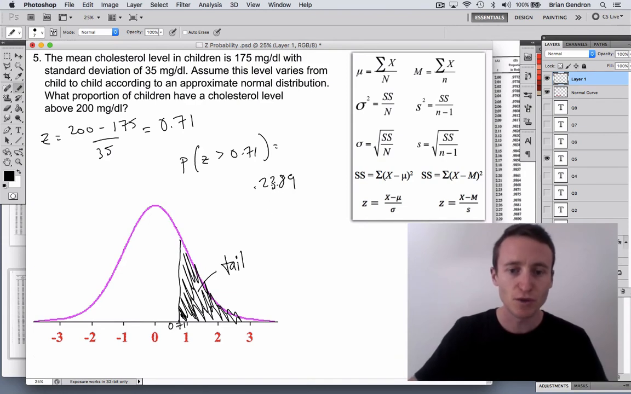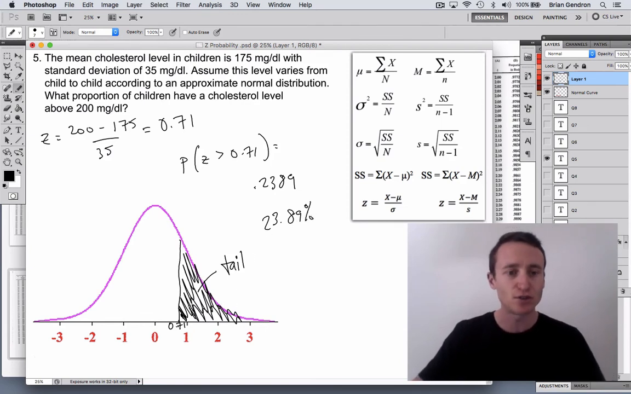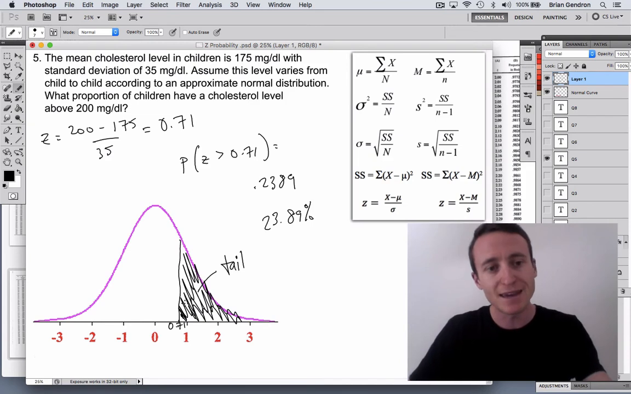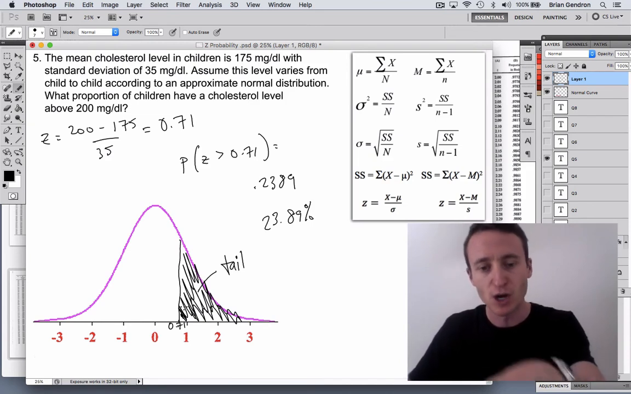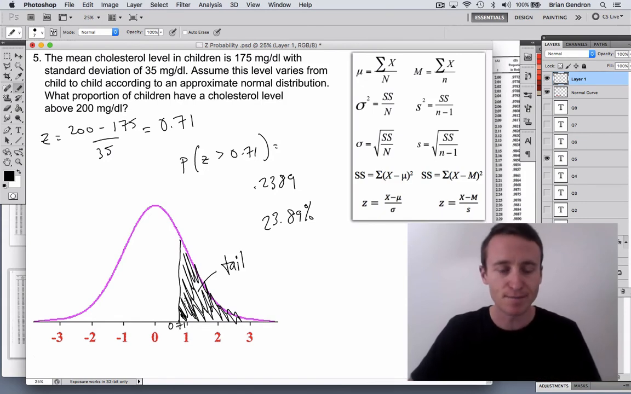So 0.2389 is the proportion of children with a cholesterol level above 200, or 23.89% of children have a cholesterol level of 200 or higher. Pretty straightforward, but the difference here is that we had to first start with x values and transform them into z values before going to the table. And so the questions can vary. For example, we could have had to go from z values into x values.